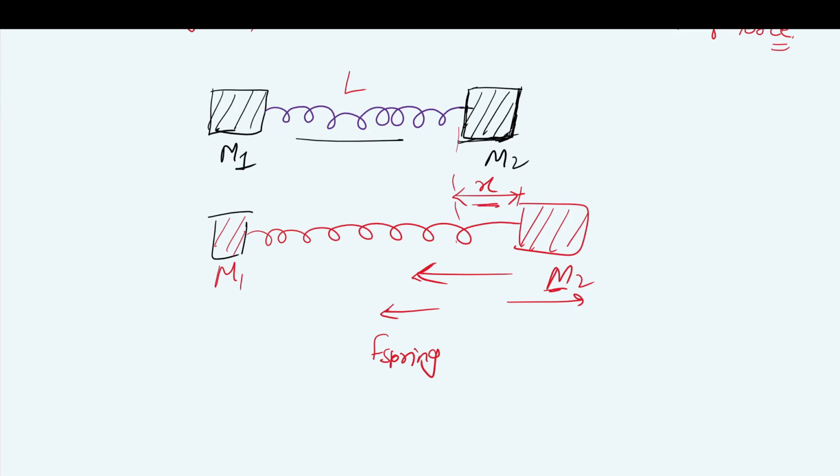Okay, so there we shall use minus k into x. The direction of displacement of this block m2 and the spring force are both in opposite directions. Hence, we have used the negative sign here. k is the force constant, x is the displacement of block m2.